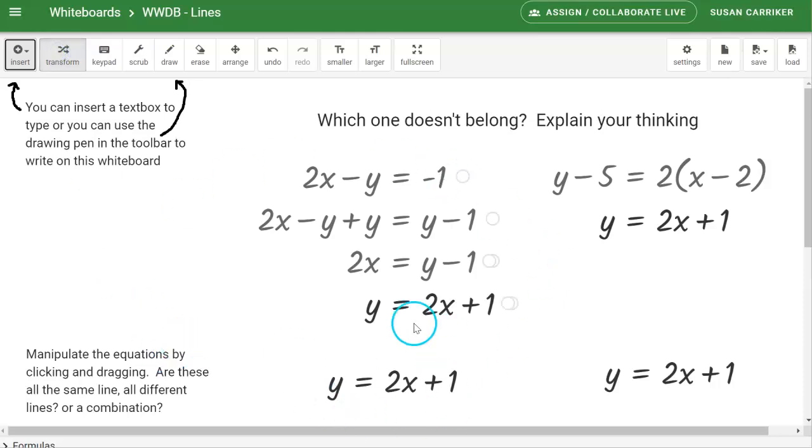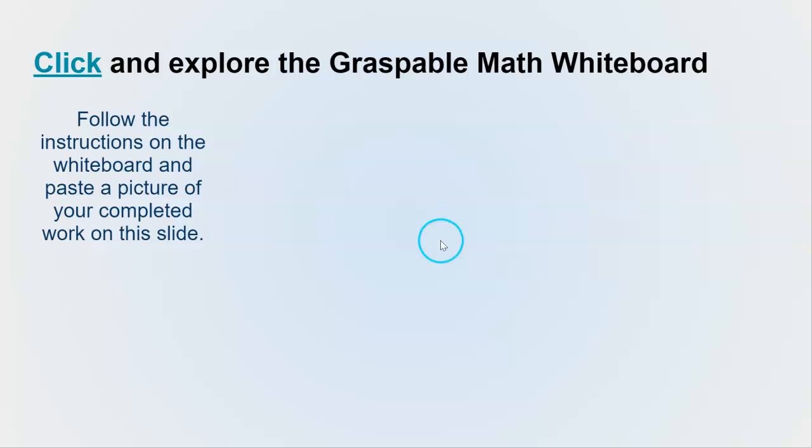If they were doing this, if they left it here, they would still need to indicate which one doesn't belong and tell me why they chose it, explaining their thinking using a text box. Then they'll take a picture of their work and insert it on their slide. So they would just paste a picture here.